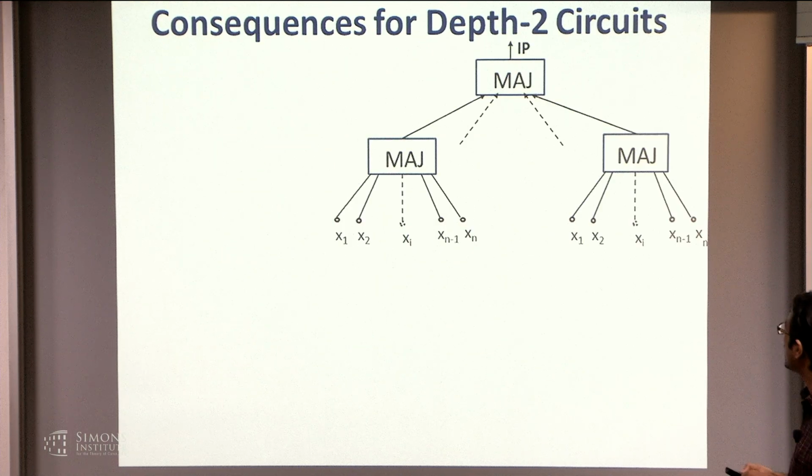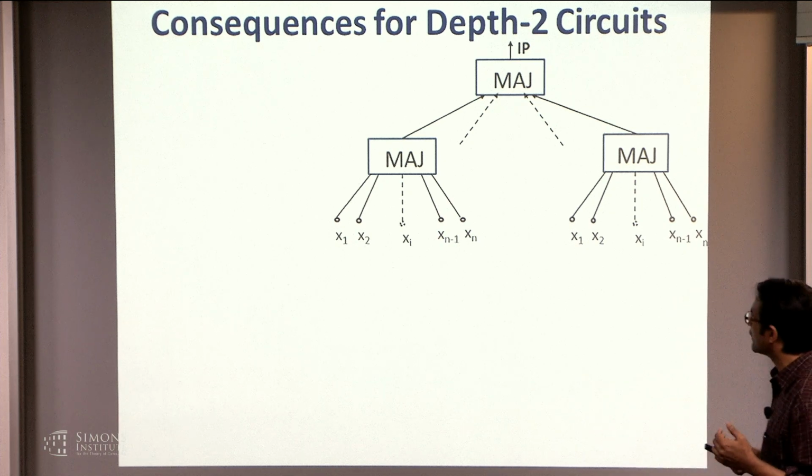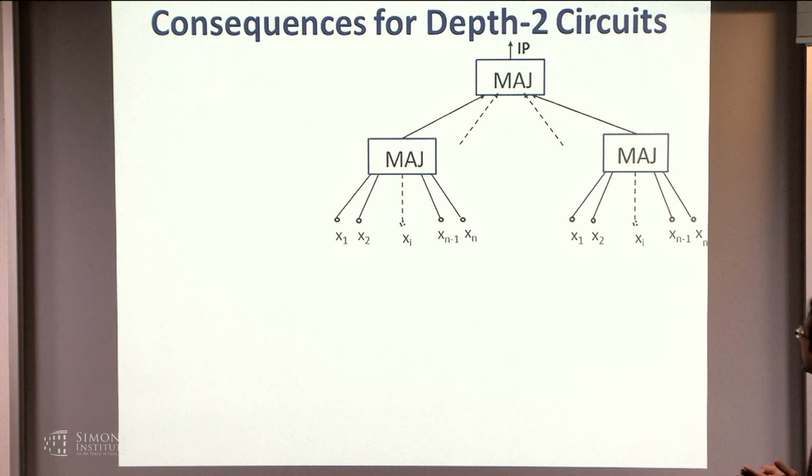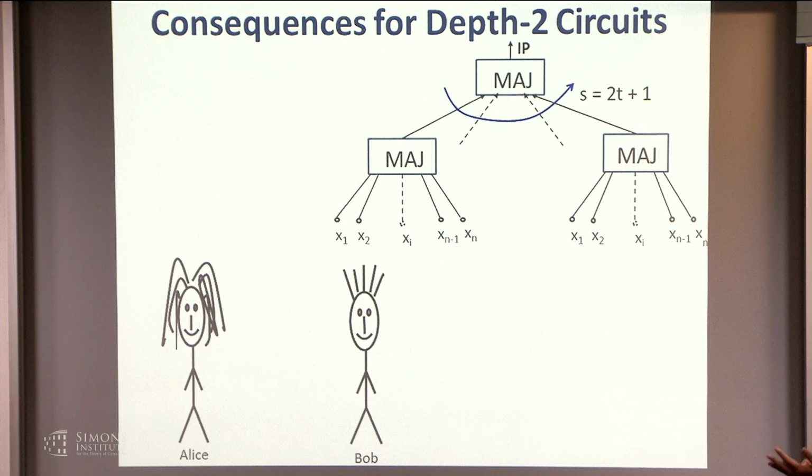The consequence is the following. Now, if I look at depth 2 networks where I have restricted all the gates to have small weights, they are majorities, okay? We will see that such circuits cannot compute the hard function inner product, and it's actually a very simple argument, but very nice, which is that I will say that the communication complexity of whatever function is computed here is small.